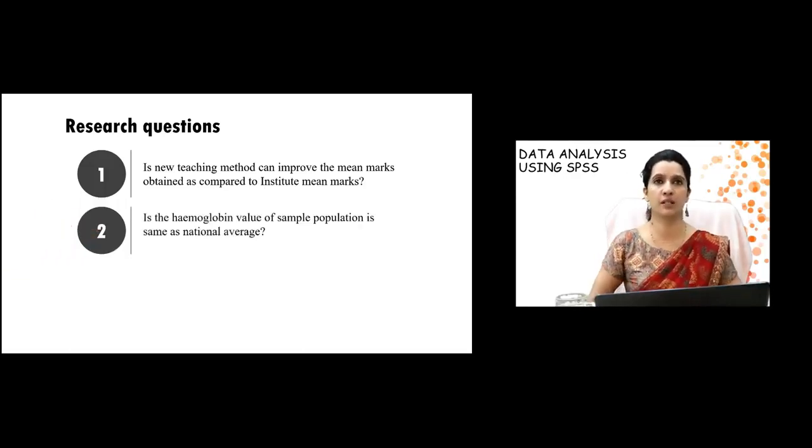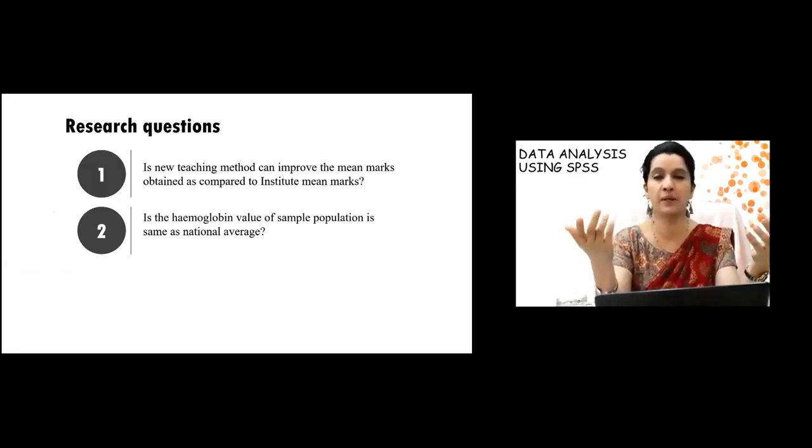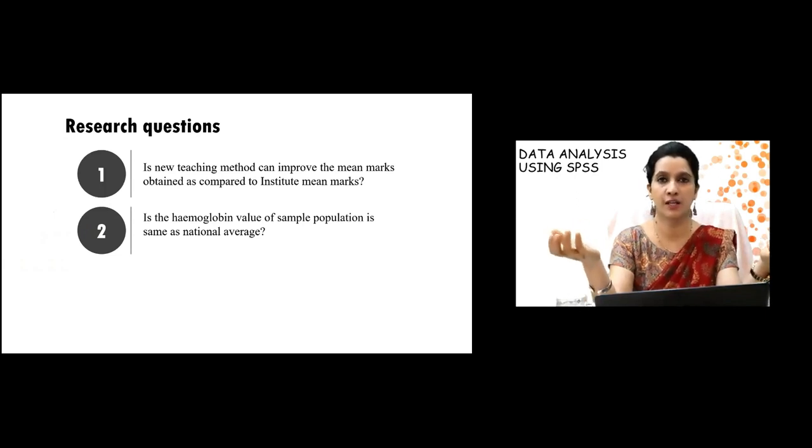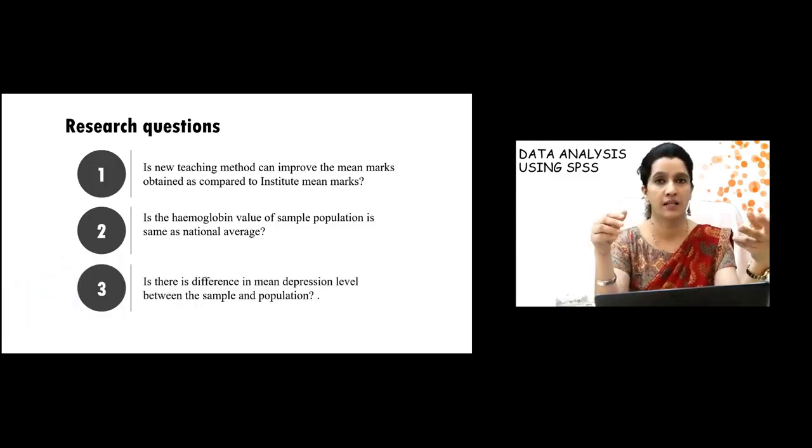The second research question is about hemoglobin. If I have taken a sample of pregnant women, maybe Dr. Mukta is doing some survey in the gynecology department, and she takes the mean of 400 or 500 antenatal women, and she wants to compare that mean hemoglobin level to the national average, then this is one type of research question. And the third could be, is there any difference between the depression level in my sample and the depression level in the population? Depression level will be measured in score. It will not be measured in proportion.